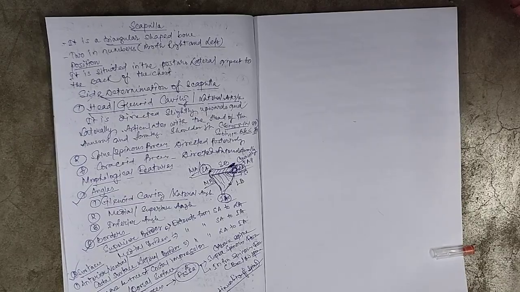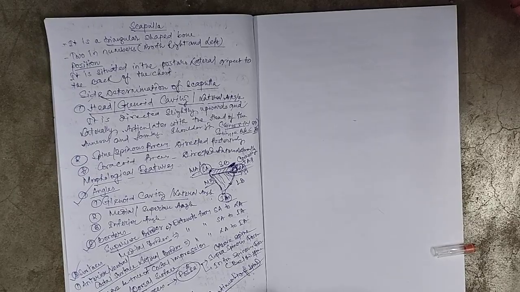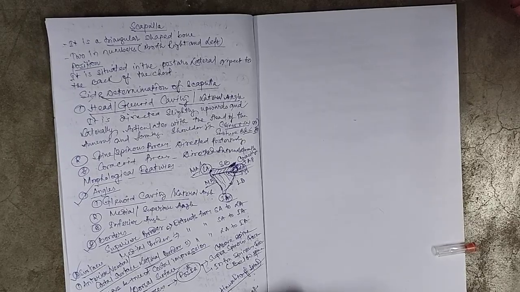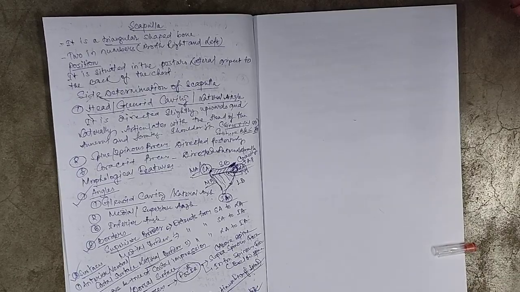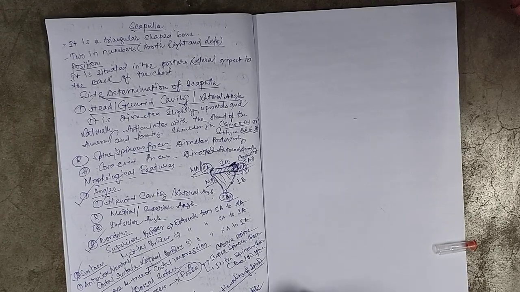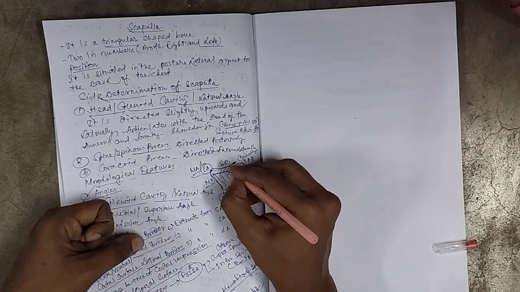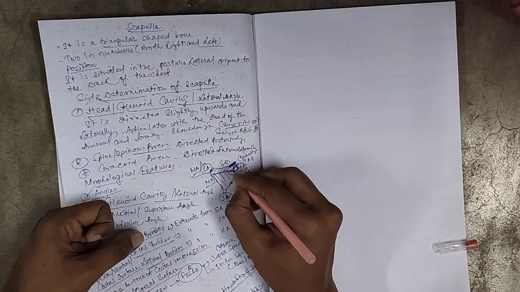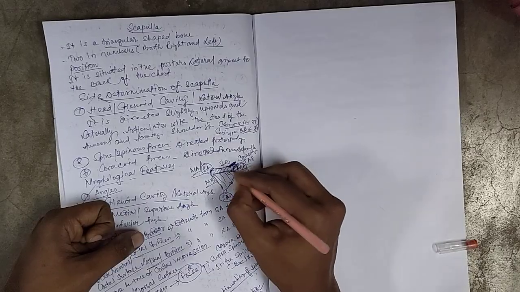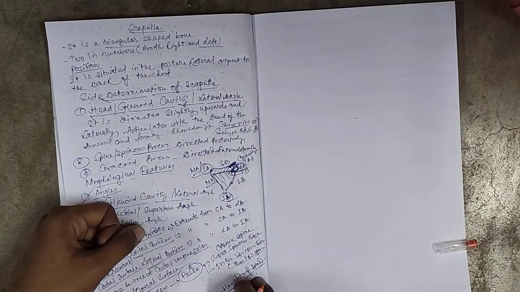One is the suprascapular notch, and the other is the spinoglenoid notch. Here you cannot see it, but here the supraspinous notch is present, and here the spinoglenoid notch is present, in this position and in this position.